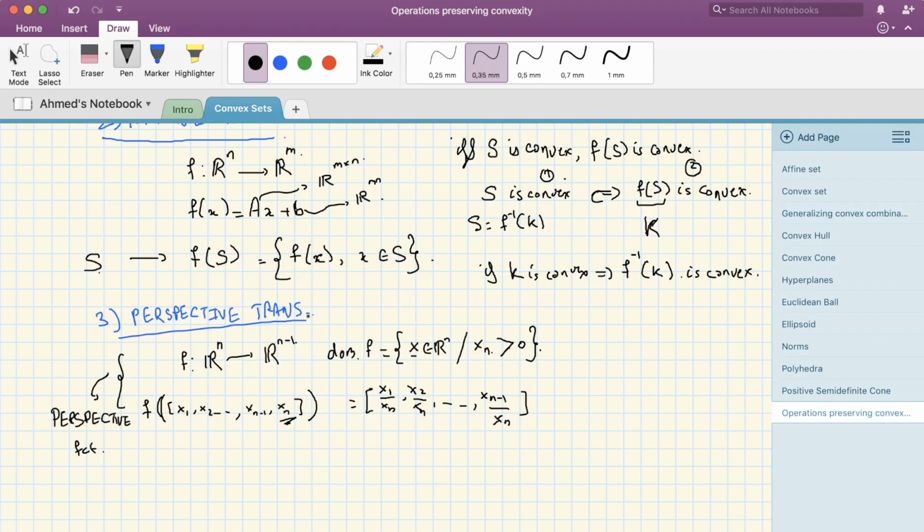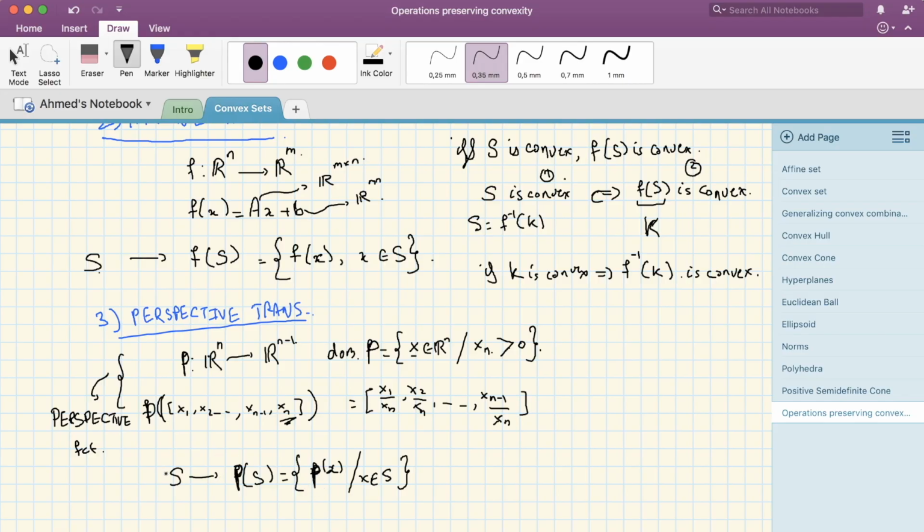And a perspective transformation is, given a set S, you transform it as follows: it's f of S, which is all f of x's such that x is in S. But this time f is defined as the perspective function. So we could have called this f a p instead, right? To avoid confusion with the affine, I'm just denoting it as p, dom of p, and p of x, p of S. That's basically it.